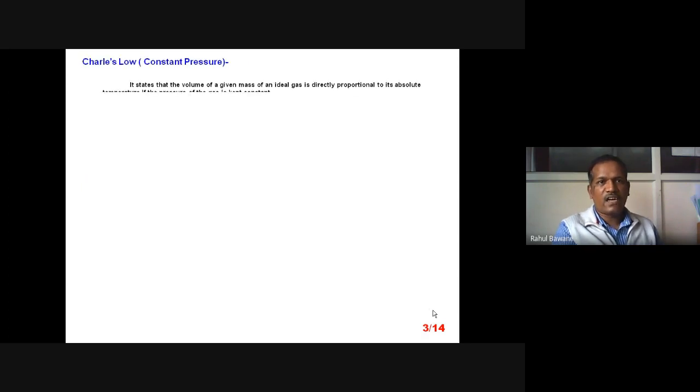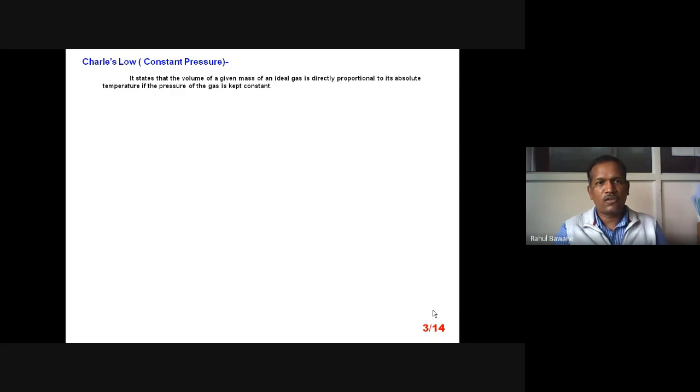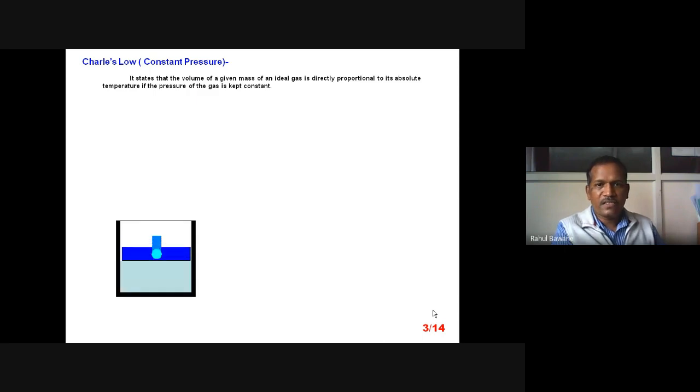Now, second is Charles's law. Charles's law is based on a constant pressure process, and it states that the volume of a given mass of an ideal gas is directly proportional to its absolute temperature if the pressure of the gas is kept constant. That means if I keep the pressure constant, then volume and temperature are directly proportional. If I increase the temperature, volume will increase. If I decrease the temperature, volume will decrease.